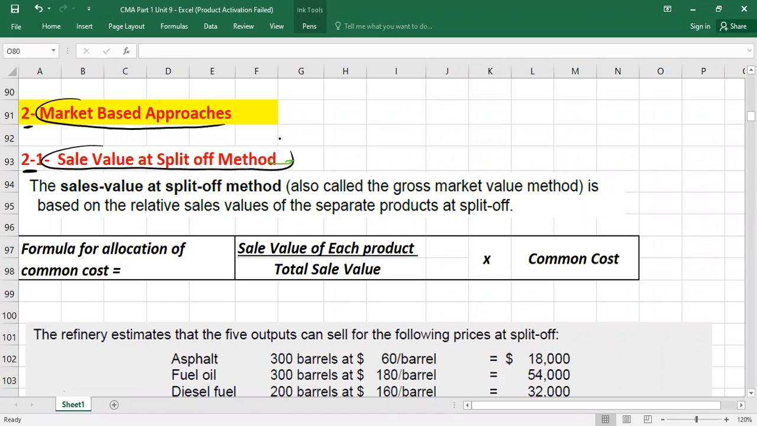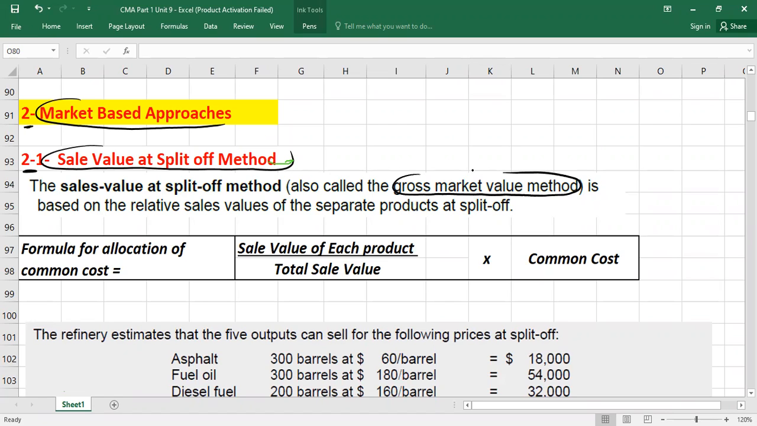What does it mean? Sale value at split-off method. It is also called the gross market value method. Please remember, sometimes in an exam question, they will ask you to apply the gross market value method. It means you have to apply the sale value at split-off method.